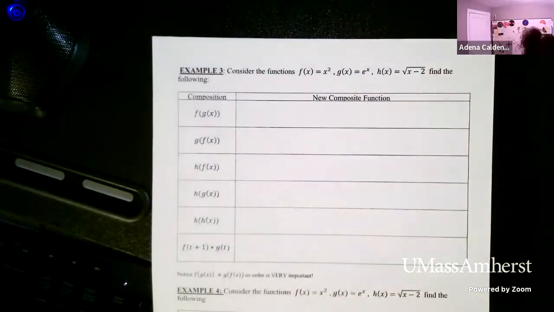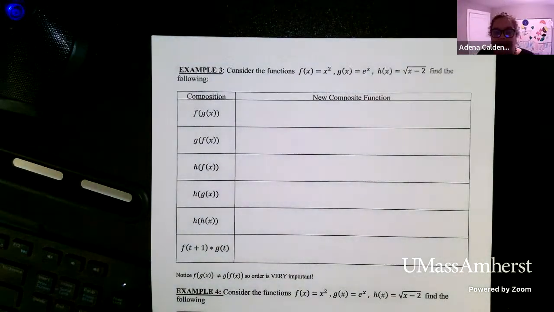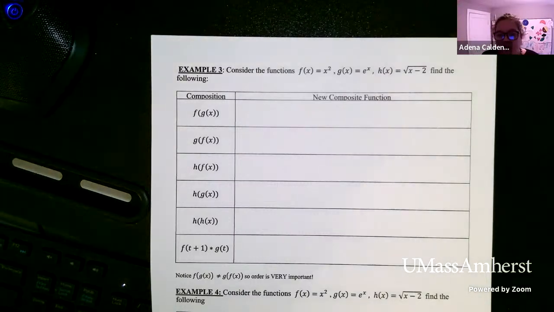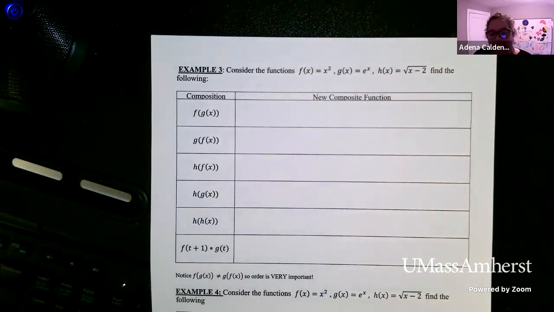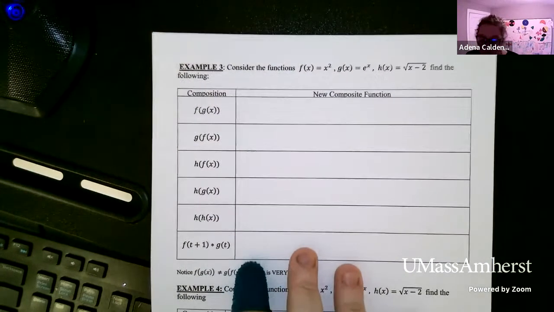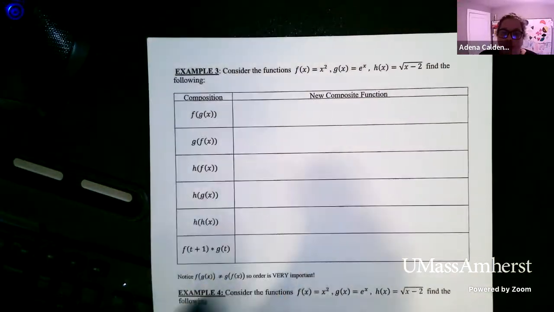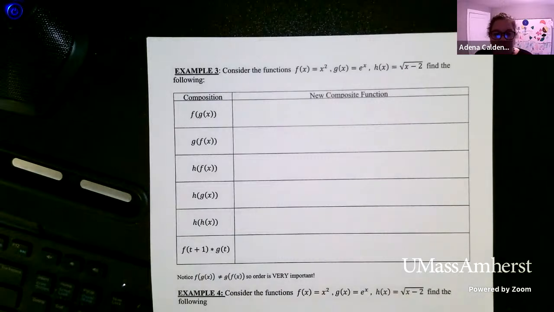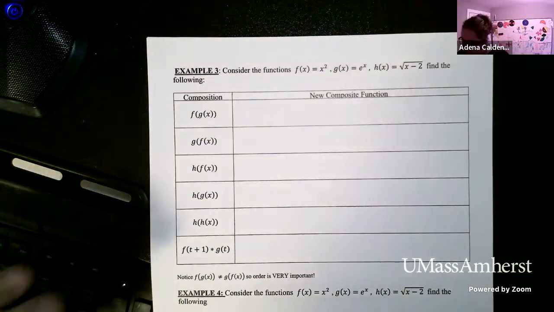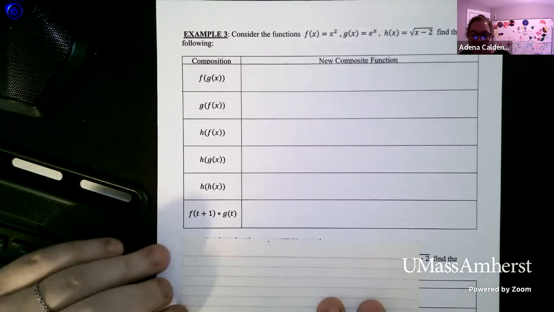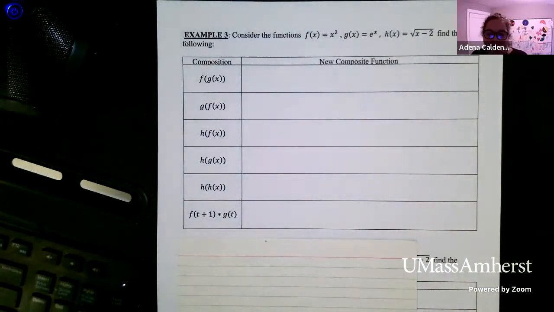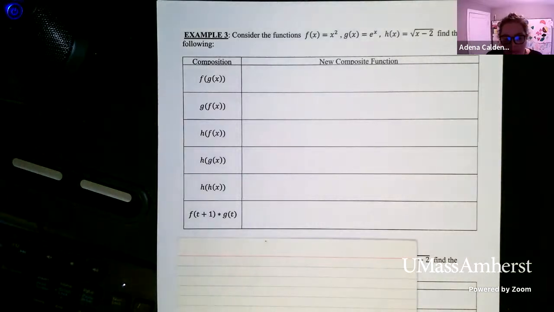Okay. So in this first example, we're going to consider 3 different functions. Okay, f of x equals x squared, g of x equals e to the x, and h of x equals the square root of x minus 2. So there's a whole bunch of compositions that we're going to try to find here by putting together these different types of functions. So we're going to do the first one together, and then I'm going to have you try some of these. So for the first one here, we have f of g of x. So what does that mean? That means that we are taking the g function and plugging it into the f function.